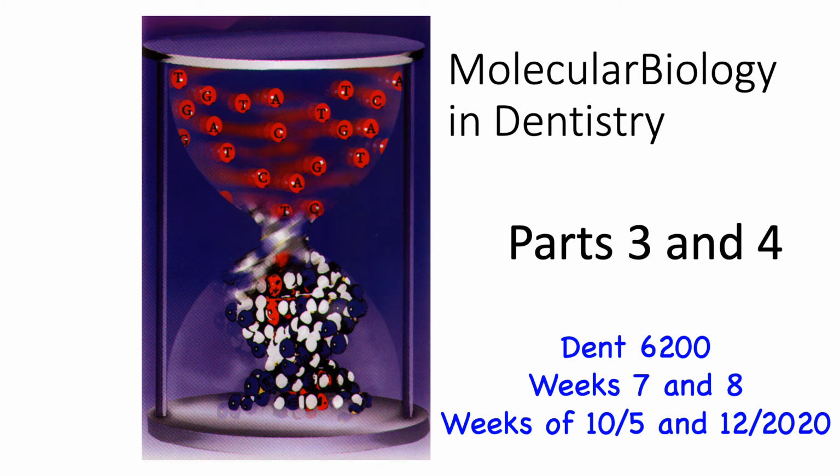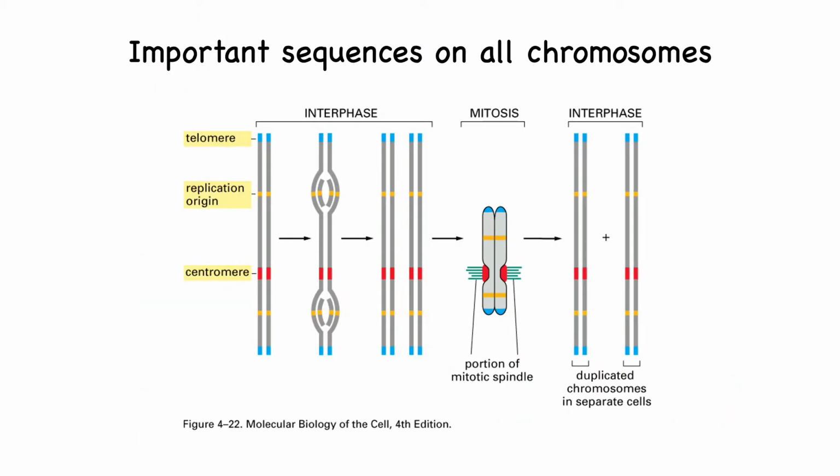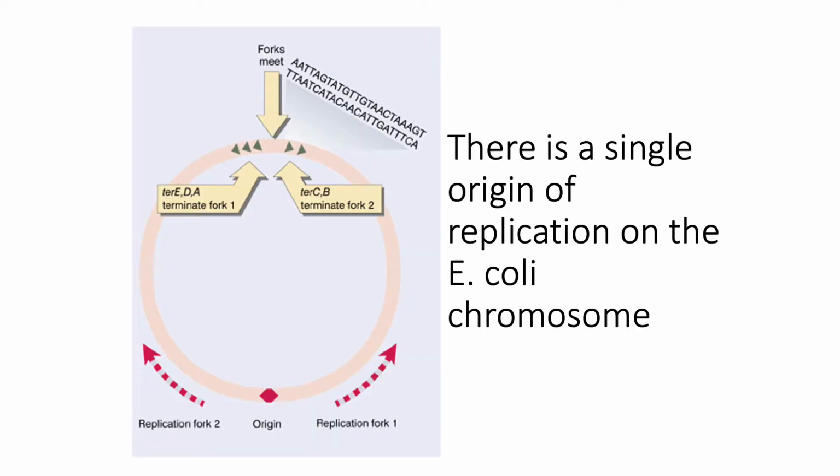Okay, so we're going to continue from last time looking at molecular biology, and last time we were talking about DNA replication. And we looked at this figure to see some of the different functions that take place on a chromosome. Right now, I want to focus on the origin of replication, and it's pretty well characterized in bacteria like E. coli, and this is a diagram of the E. coli chromosome showing the origin of replication at the bottom.